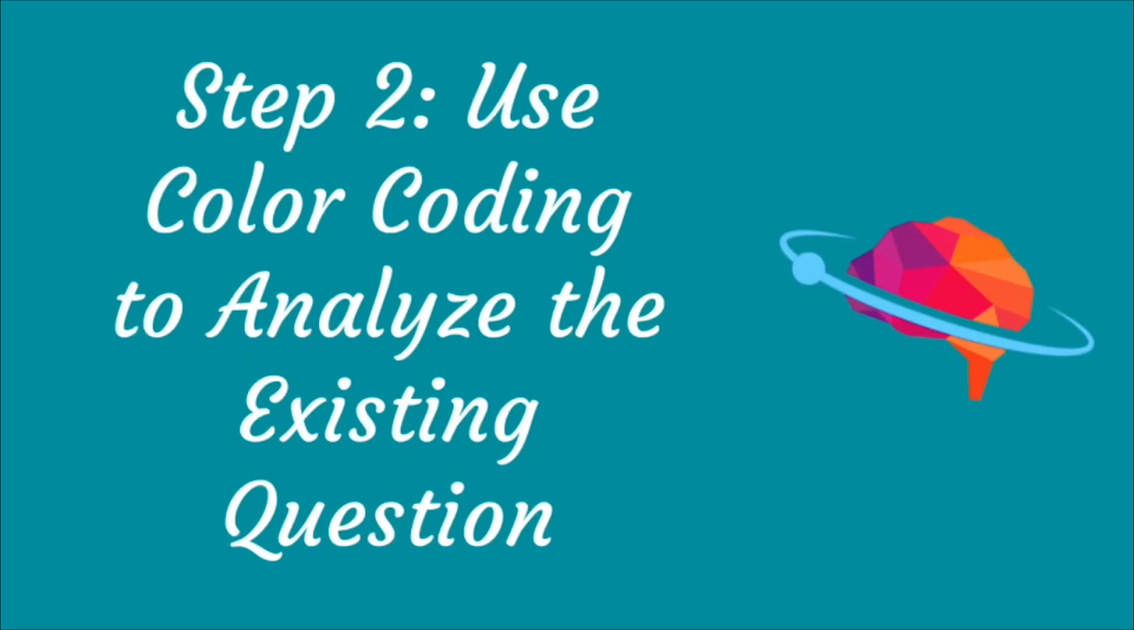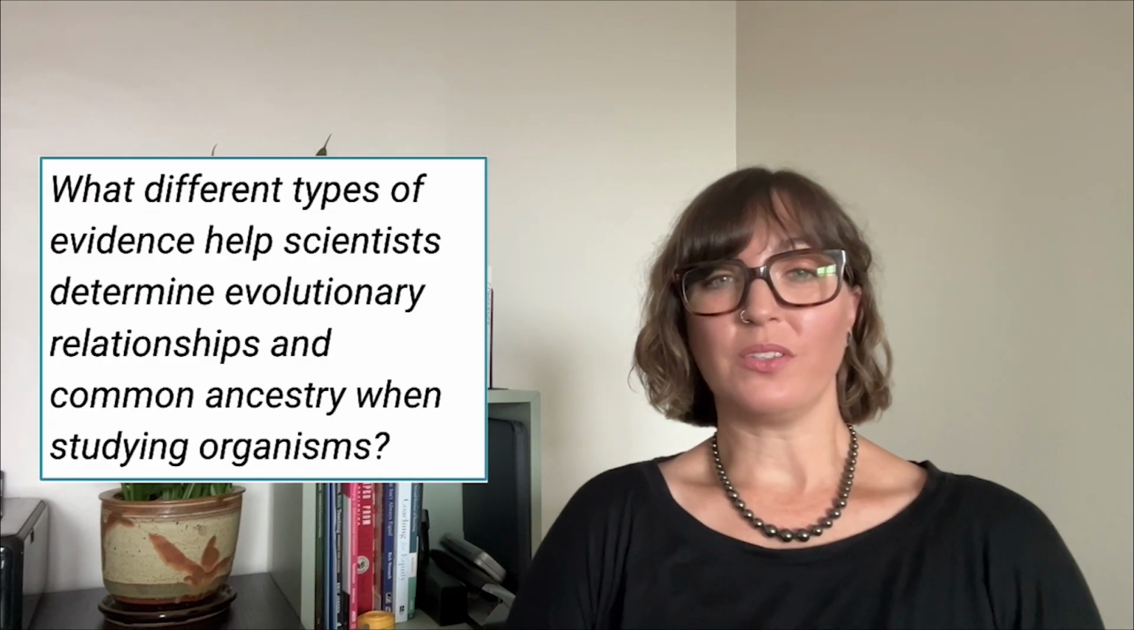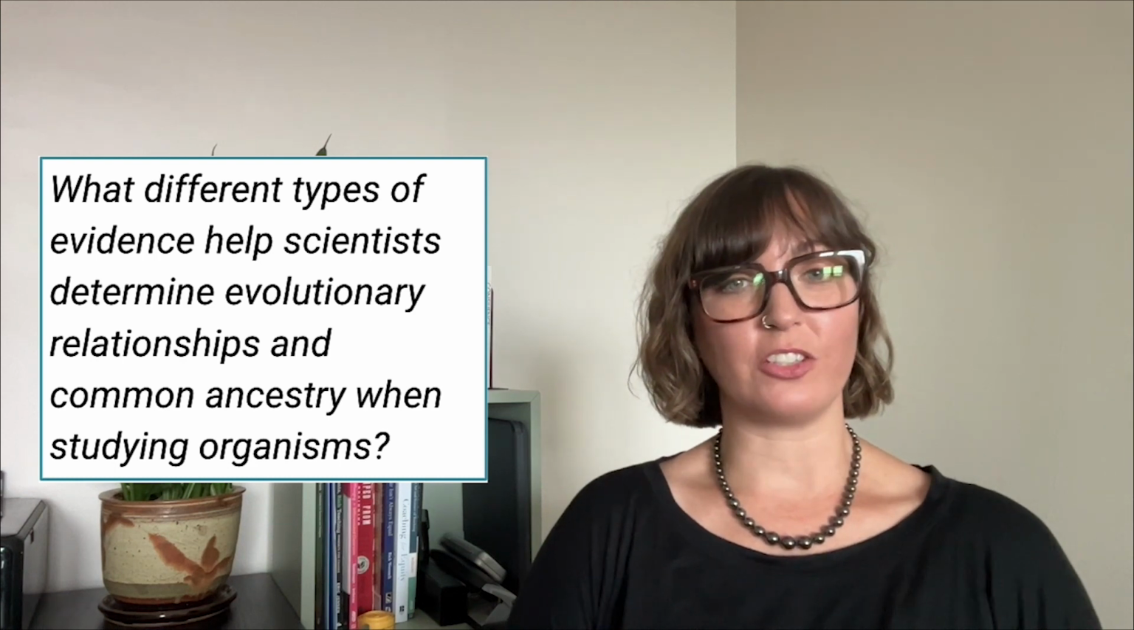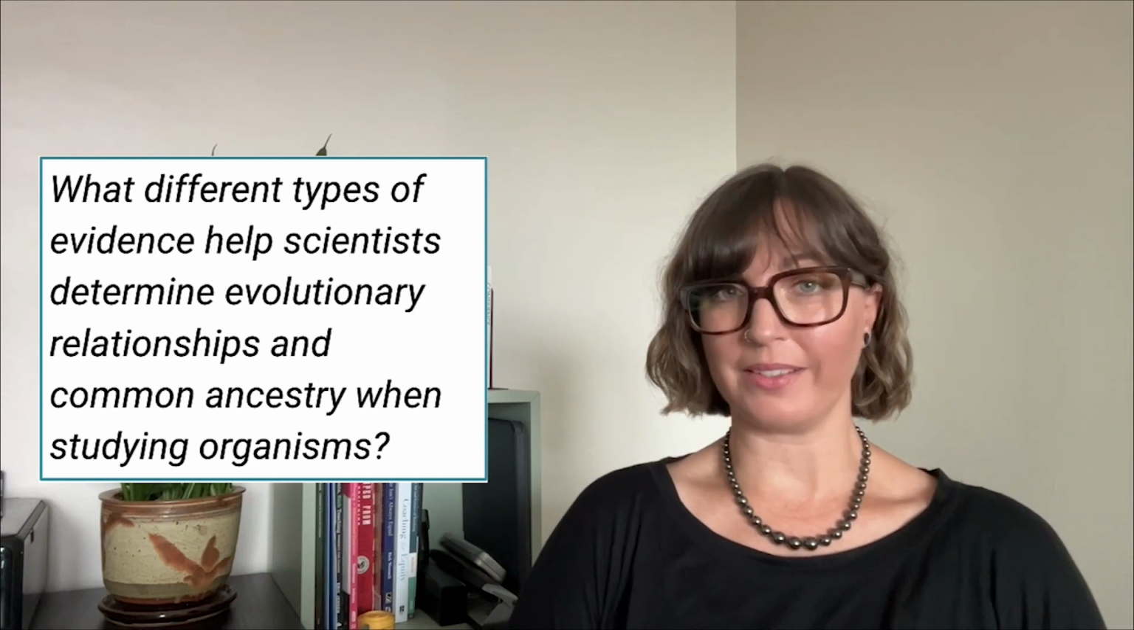Now that we've broken down the standard into some bite-sized pieces and we've selected a phenomenon, let's use a color coding strategy to analyze an existing question we might see on one of our assessments. Let's employ this color coding strategy to analyze a question that we might find on any high school biology exam. This question asks students, what different types of evidence help scientists determine evolutionary relationships and common ancestry when studying organisms?